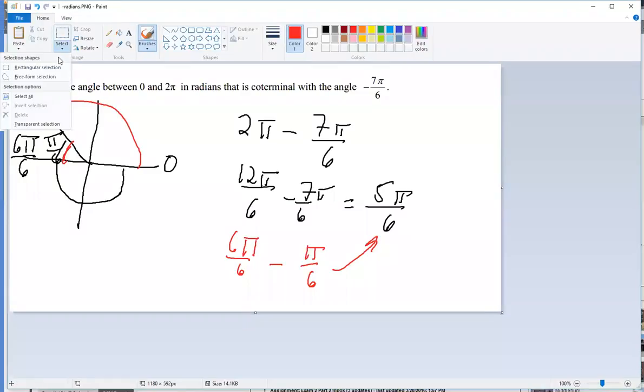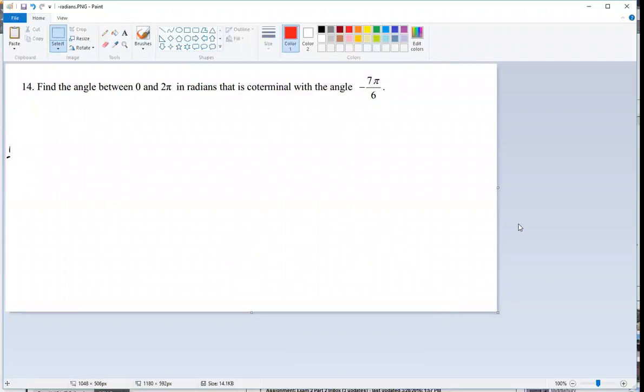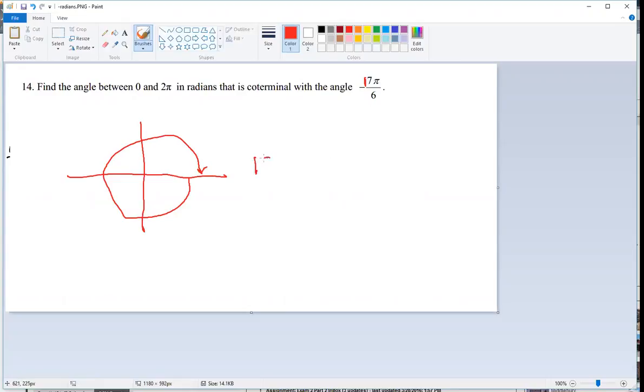What if we tweak this so we have more than 1 rotation? What if we make this negative 17, I'm just making this up, negative 17 pi over 6? One full revolution is 2 pi radians, which, since I'm working with a denominator of 6, I'm going to rename as 12 pi over 6, and I'm going to keep subtracting.